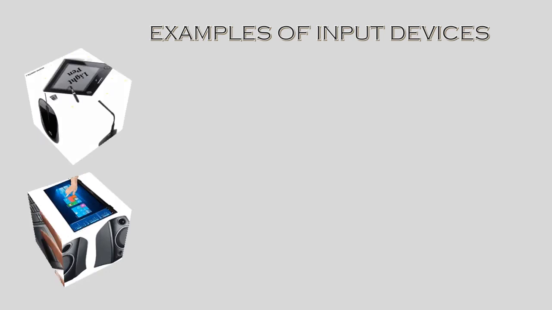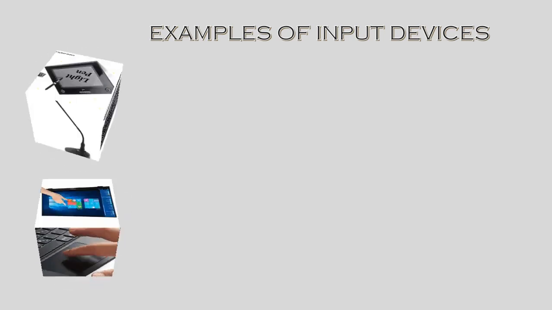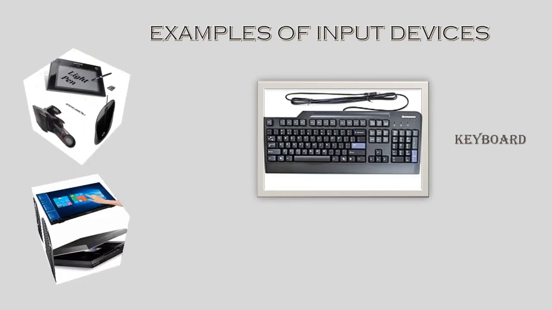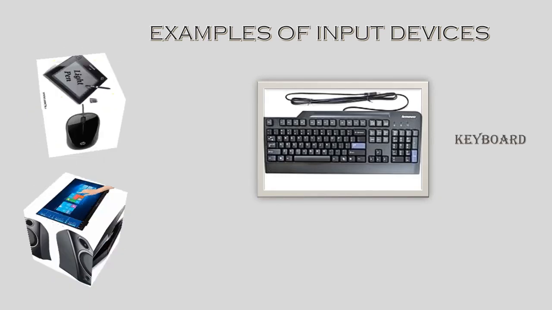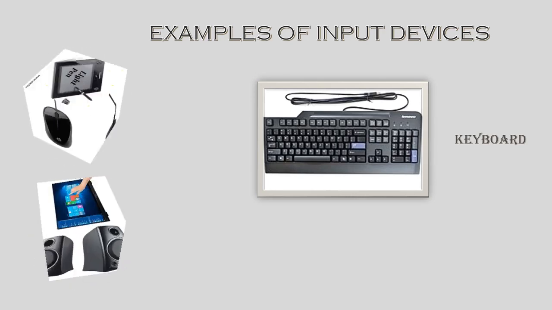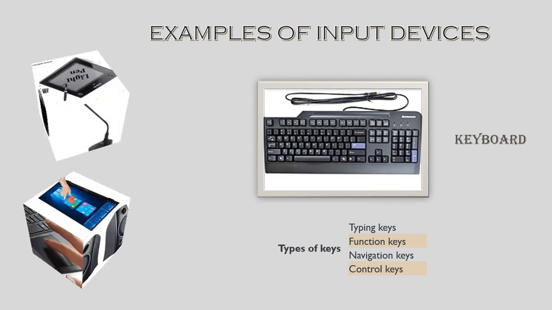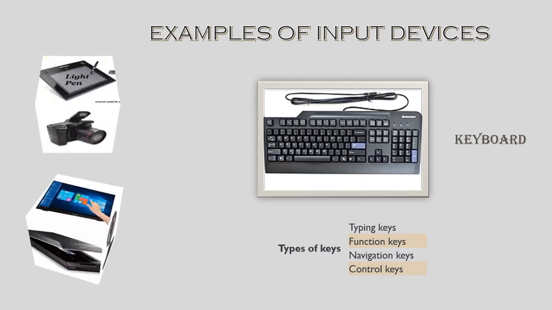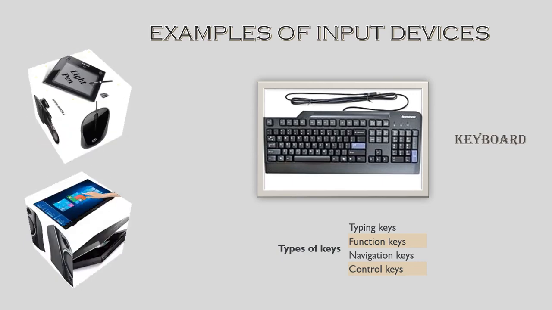Now we are going to learn about the commonly used input devices. So in this category, the first one is keyboard. We all know that a keyboard is used to enter data and instructions into the computer by typing. And a standard keyboard has 104 keys, which are divided into 4 groups. They are the typing keys, function keys, navigation keys, and control keys. And you all know the function of these keys.